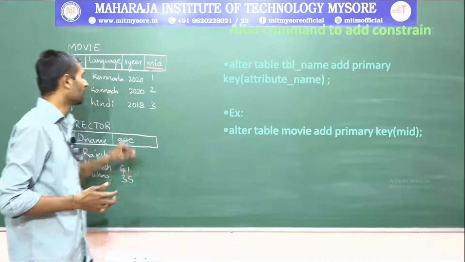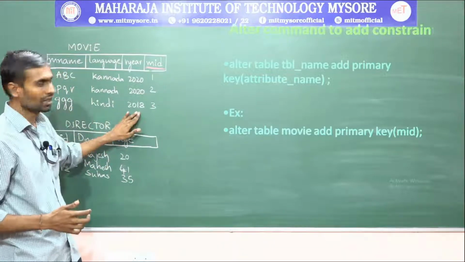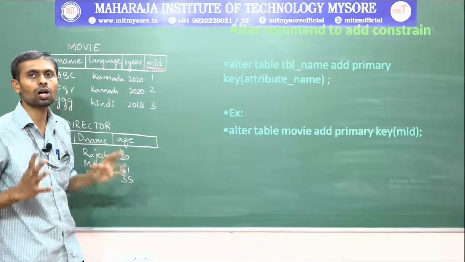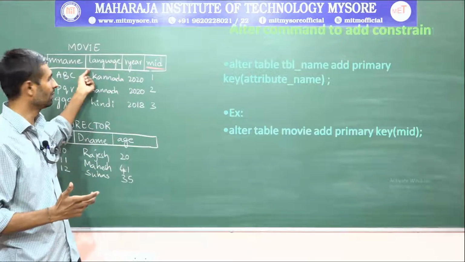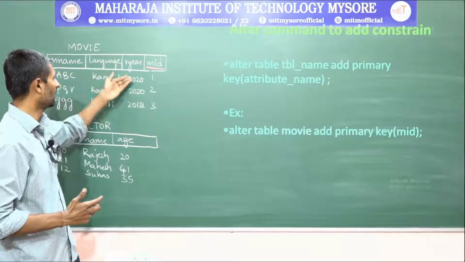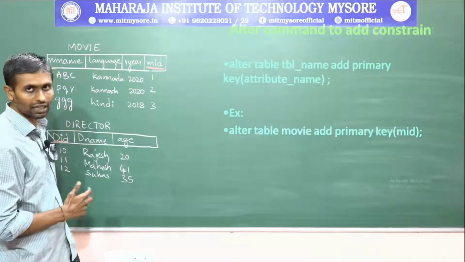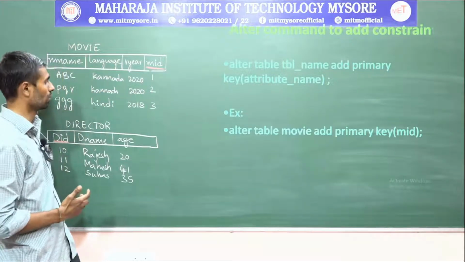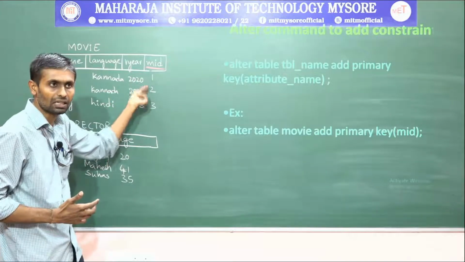Afterwards, I can repeat the values of the other columns, because these are non-prime or non-key attributes of this table. Look at this one: I can repeat Kannada and a release year. We can even repeat the movie name, but I cannot repeat the MID.